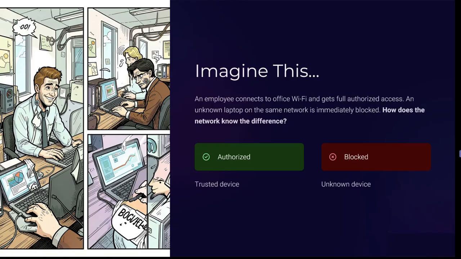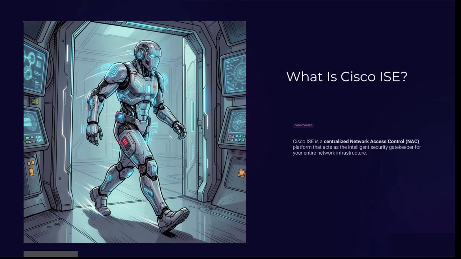So, what exactly is Cisco ISE? Cisco ISE is a centralized network access control, or NAC, solution. Think of it as a security gatekeeper for your network. Before allowing any user or device onto the network, ISE verifies their identity, checks whether the device is trusted, and then decides what level of access they should receive. In short, Cisco ISE makes access decisions based on identity rather than simply allowing anyone who connects.